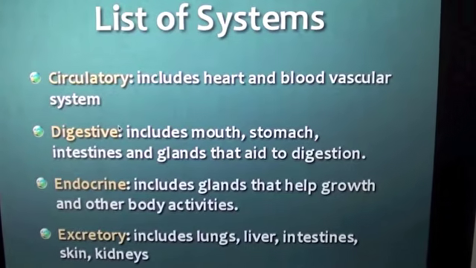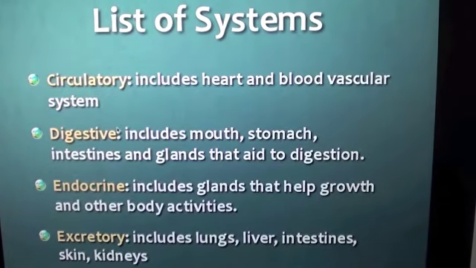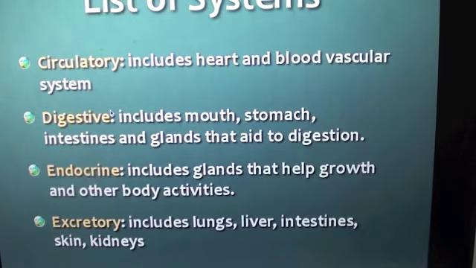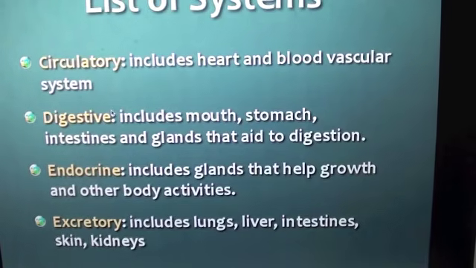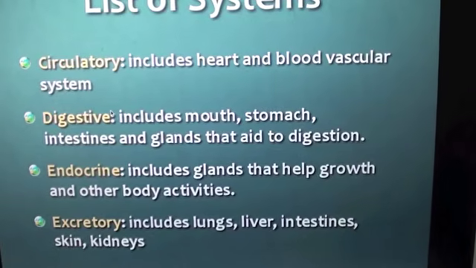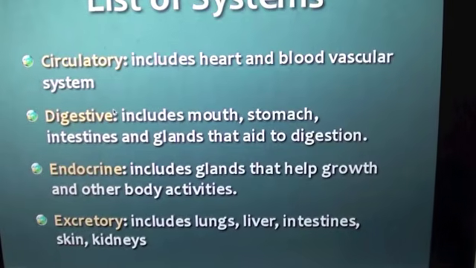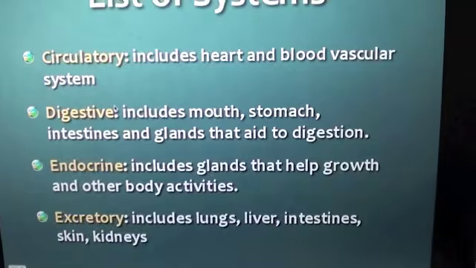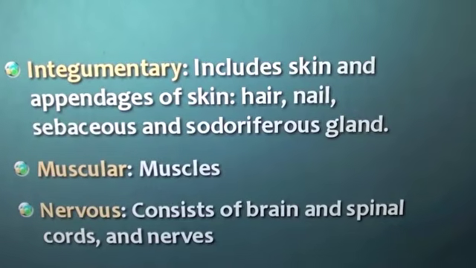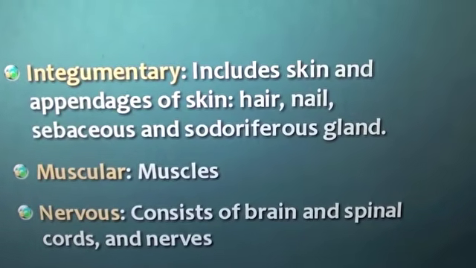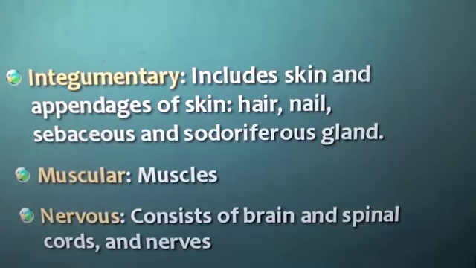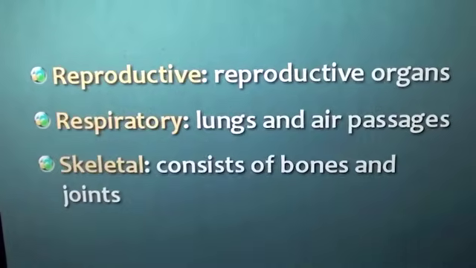List of systems. Circulatory includes heart and blood vascular system. Digestive includes mouth, stomach, intestines, and glands that aid in digestion. Endocrine includes glands that help growth and other body activities. Excretory includes lungs, liver, intestines, skin, kidneys. Integumentary system includes skin and appendages of skin, hair, nail, sebaceous and sudoriferous glands. Muscular, muscles. Nervous, consists of brain and spinal cord and nerves.